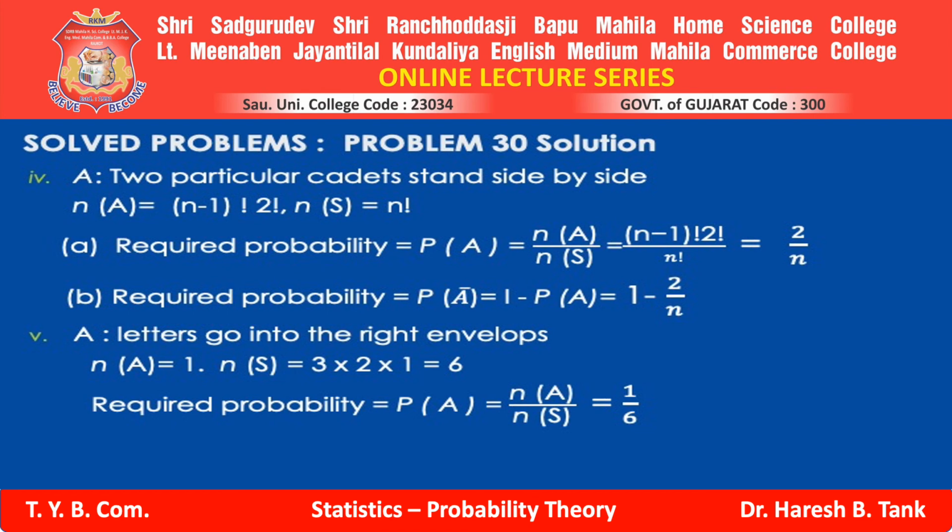The next one. Let us go into the right envelopes. Look, number of elements in set A is 1. And total number of elements, that means exhaustive cases, are 3 multiplied by 2 multiplied by 1, which becomes 6. So the required probability is favorable cases divided by total number of exhaustive cases, which comes to 1 by 6. Right?